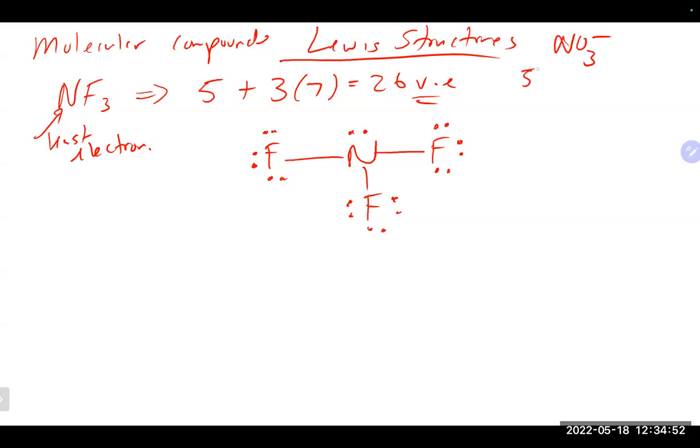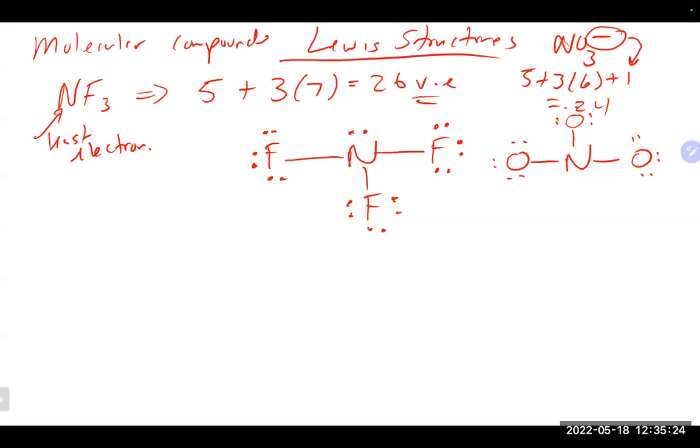minus, that is 5 plus 3 times 6 plus a 1 for the negative charge. That's 18, 19, 24 electrons. We follow the same pattern there, nitrogen in the middle. We're going to do oxygen, oxygen, and oxygen. We're going to do a single bond to each of them. Once again, that gives us 6 that we've used. We have 18 more to go. So 2, 4, 6, 8, 10, 12, 14, 16, and 18. At this point, we have put in all of our electrons.